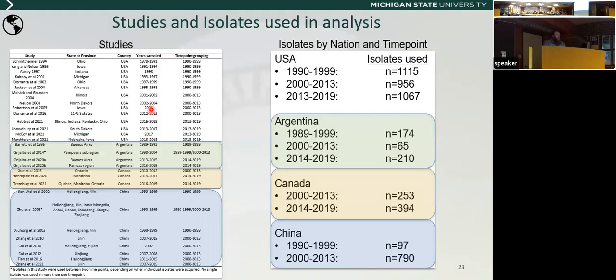So in this study, we used approximately 20 different surveys from the United States, Argentina, Canada, and China. The isolates used for the United States were the most. We typically had a pretty even sampling across time, except for in the China pathotype studies, where we were pretty heavy on the back end for samples.